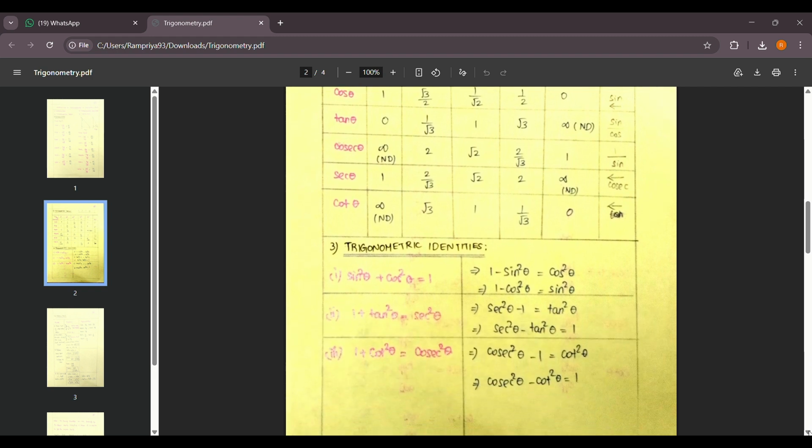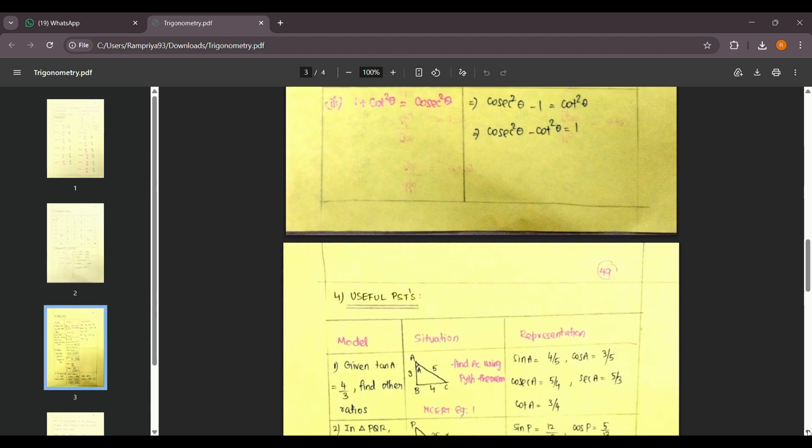Okay, next come the trigonometric identities. Very important things. So sin square theta plus cos square theta equals 1. If this is correct, then 1 minus sin square theta has to be cos square theta, and 1 minus cos square theta has to be sin square theta. Similarly, 1 plus tan square theta equals secant square theta. This is the second identity. If you take 1 to that side, secant square theta minus 1 equals tan square theta, and secant square theta minus tan square theta equals 1. And the last identity, 1 plus cot square theta equals cosecant square theta. So cosecant square theta minus 1 is cot square theta, and cosecant square theta minus cot square theta equals 1.